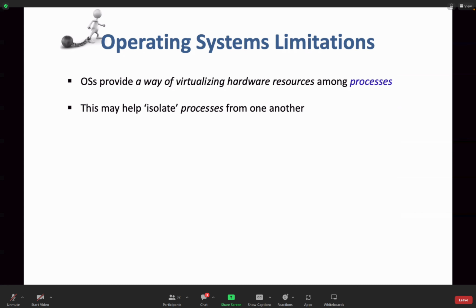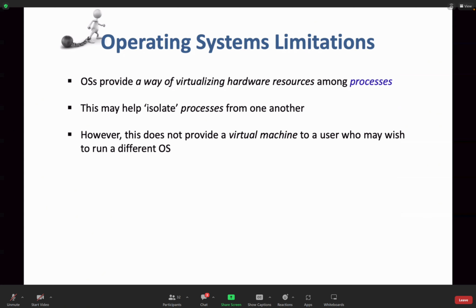As I said, the definition of processor is a CPU hardware. Process is a running program, right? Processes, multiple running programs, are isolated from each other thanks to the OS operating system virtualization.